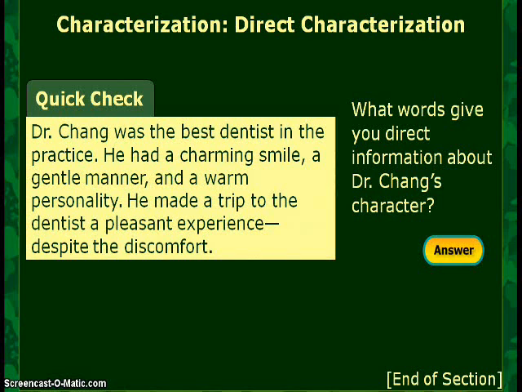Let's do a quick check. In this short passage, what words give you direct information about Dr. Chang's character? Dr. Chang was the best dentist in the practice. He had a charming smile, a gentle manner, and a warm personality. He made a trip to the dentist a pleasant experience, despite the discomfort. Again, look back at this passage and which words are giving you direct characterization of Dr. Chang.